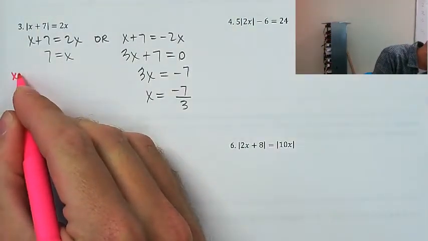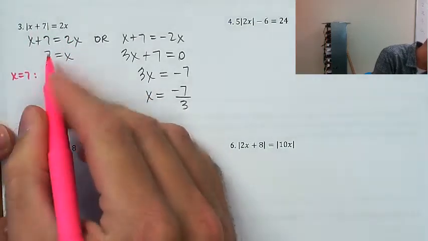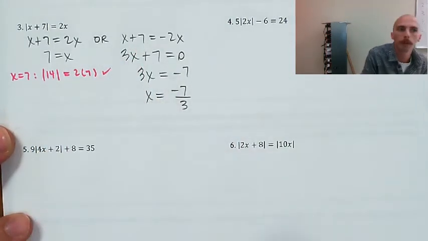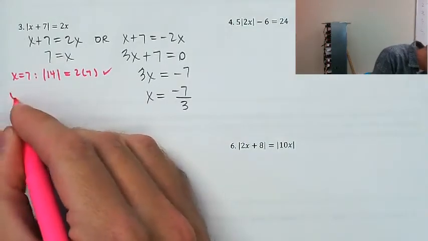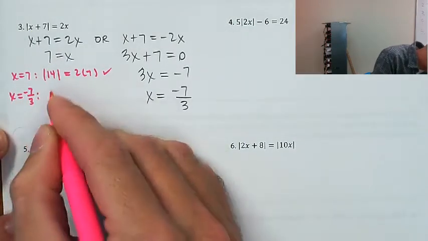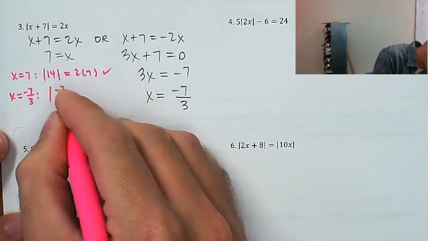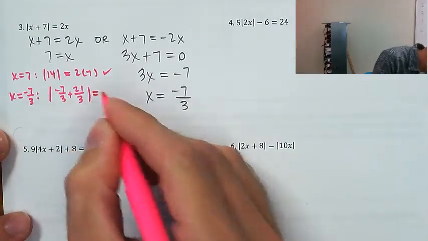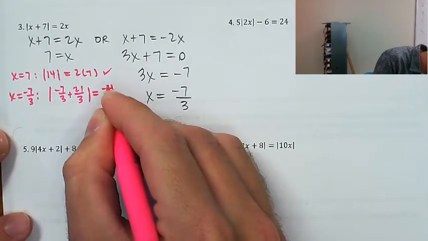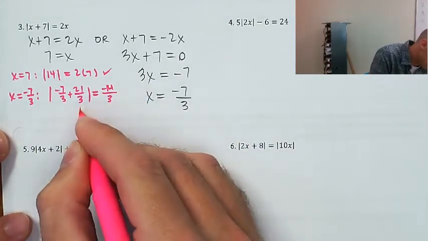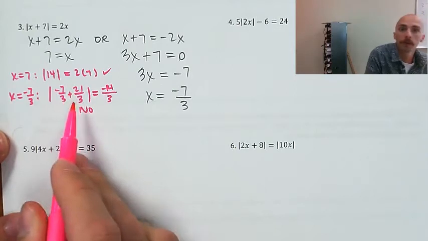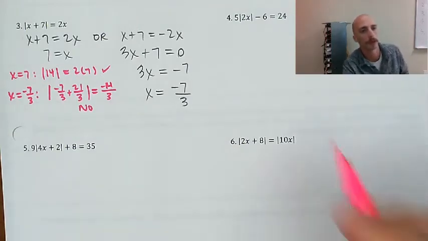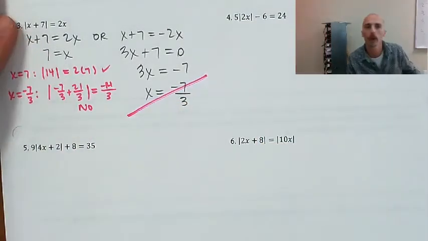Okay, so we're going to check our work in pink. So x plus 7 is 14, so I'm taking the absolute value of 14. Is that equal to 2 times 7? Yes. Okay, good. x equals 7 is a solution. But when x equals negative 7/3, I've got negative 7/3 plus 7, which I'm going to call 21/3. Is that equal to 2x, which would be negative 14/3? Okay, no. This is positive 14/3, and if we take the absolute value of positive 14/3, it's still going to be positive 14/3, and that's not the same as negative 14/3. So this is an extraneous solution. I'm going to cross it out.